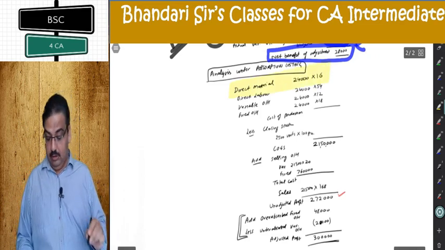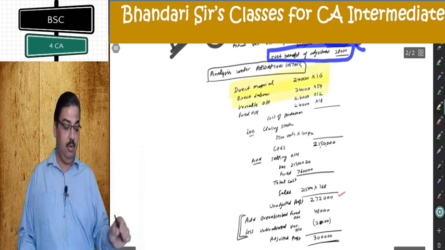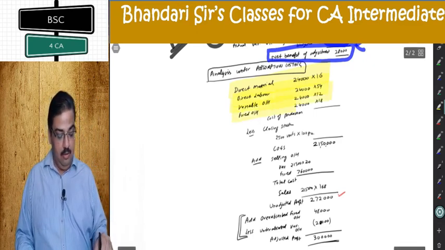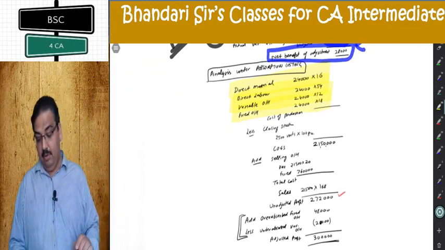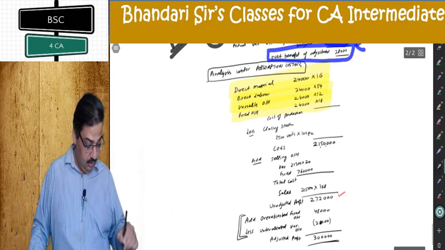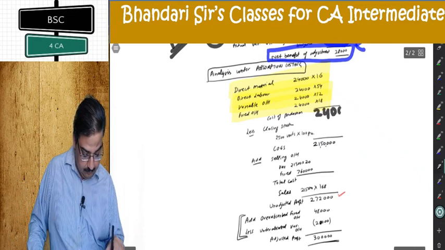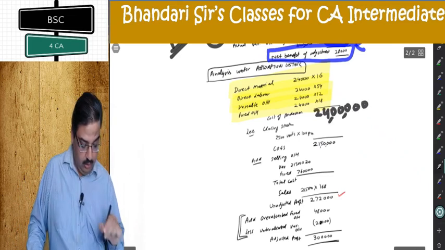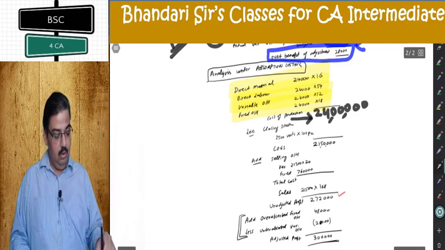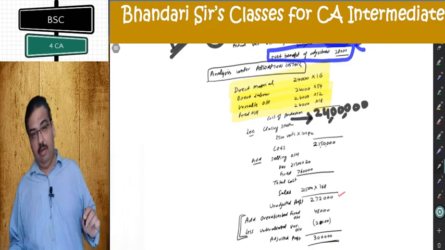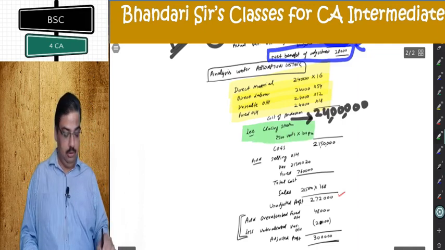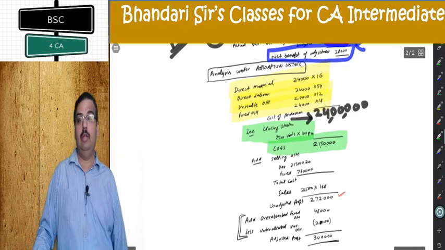Direct material 24,000, 16 per unit. Labor 24,000, 54 per unit. Variable overhead 24,000, 12 per unit. Fixed overhead 18 per unit. Once you add them, you will be getting the cost of production, and cost of production is at the rate of 100 per unit. You are going to get 24 lakh. 24 lakh will be cost of production. Less closing stock. Closing stock 2,500 units at the rate of 100 per unit. 2,50,000 reduced, you are getting cost of goods sold 21,50,000.